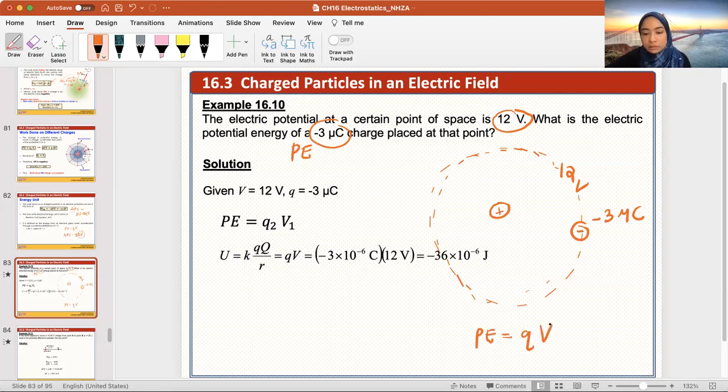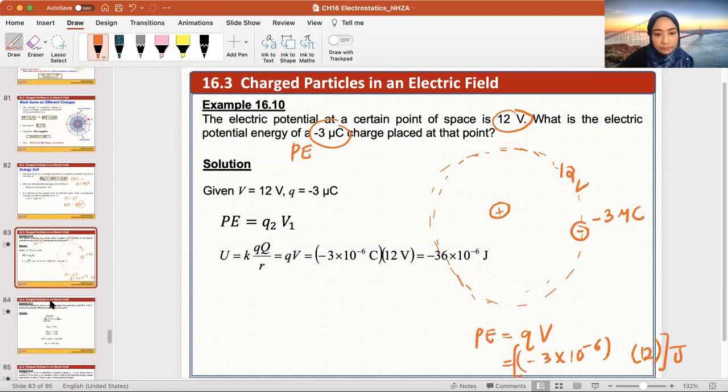Do I have all the information to solve this? I have Q, which is minus 3 microcoulomb. I have V, so I have everything. Minus 3 times 10 to the minus 6 times 12. So that is my PE. What is the unit for PE? PE is a type of energy, so it is in joules. Okay, this is pretty easy. You just have to draw the diagram. It helps me, so I think it should help you as well to draw it. So don't be lazy to draw, because it helps your understanding.